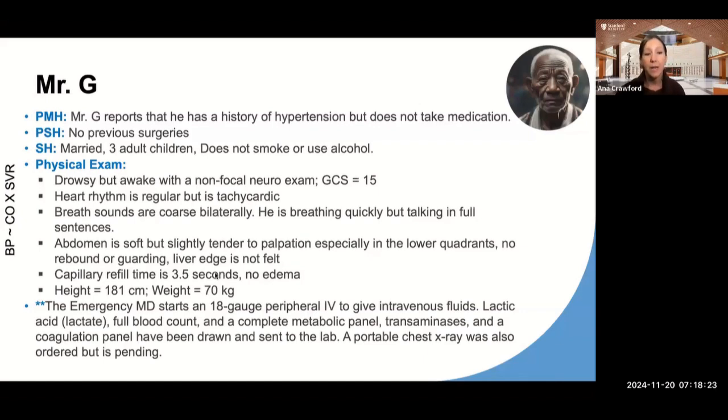Mr. G is 181 centimeters tall and he weighs 70 kilograms. The emergency medicine physician starts an 18-gauge peripheral IV in order to give intravenous fluids. Lactic acid or lactate, full blood count, a complete metabolic panel, transaminases, and a coagulation panel have all been drawn and sent to the lab. A portable chest X-ray was also ordered, but is pending.